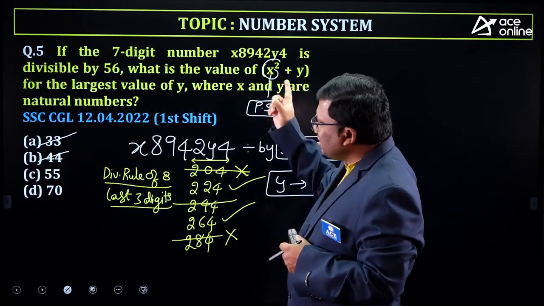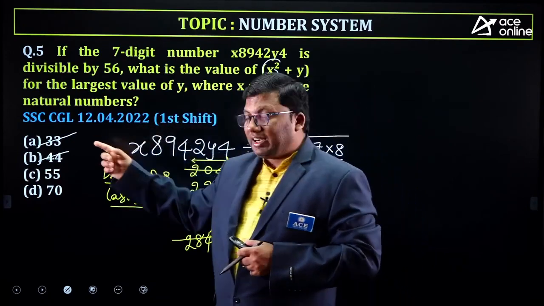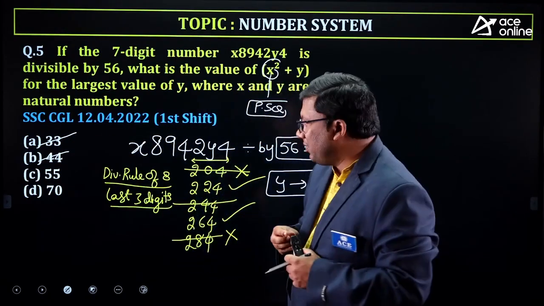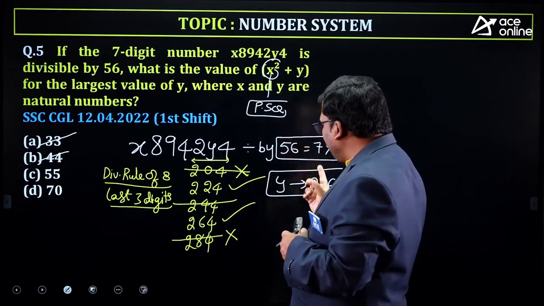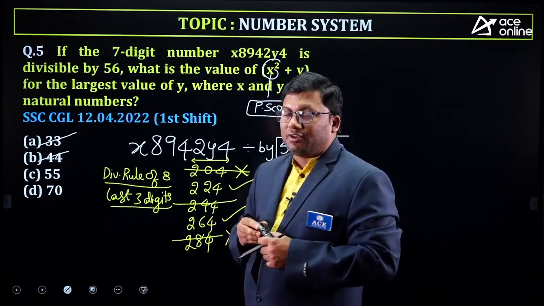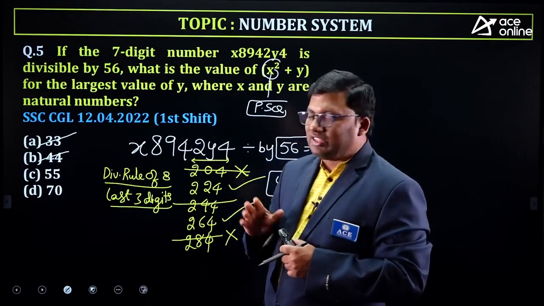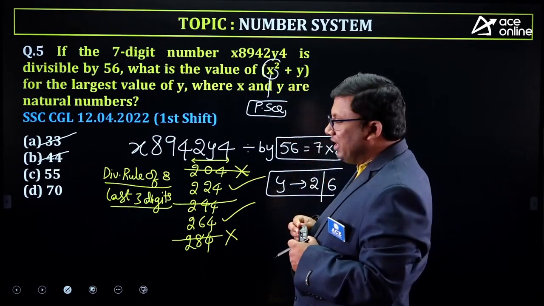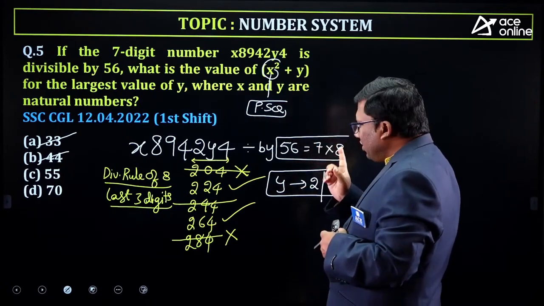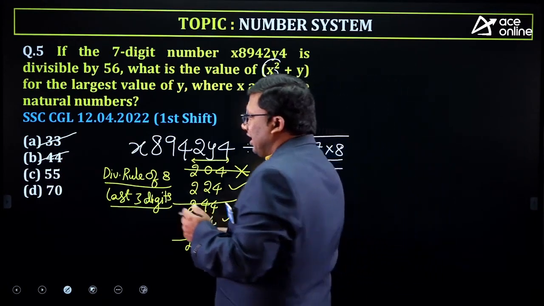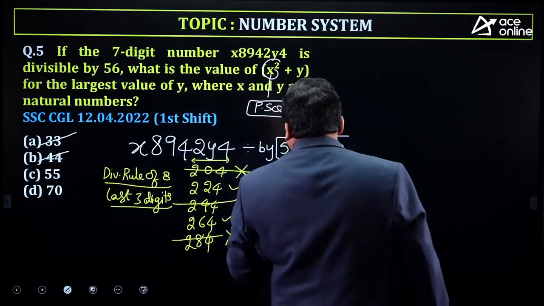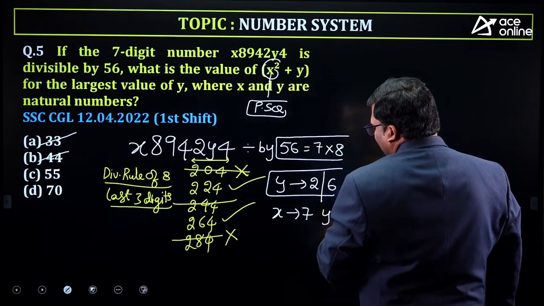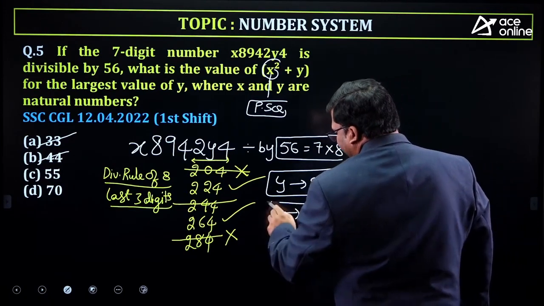Similarly, check it for 6. X square plus 6 is 33, so x square will be 27. 27 is not a perfect square. X square plus 6 is 44, so x square is 38. Not possible. X square plus 2 is 55, so x square is 53. No. X square plus 6 is 55, so x square is 49. 49 is a perfect square. So x is 7 when y is 6.